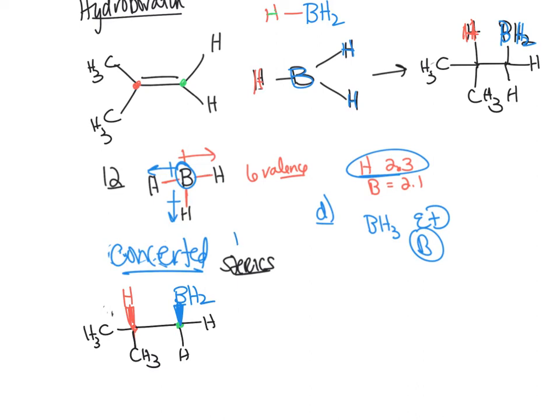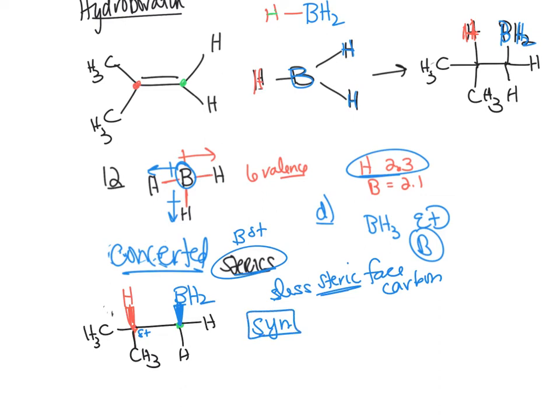And if the boron is more delta positive, it can go to this less substituted carbon. I always think of boron as going to the less sterically hindered carbon. This is syn because it's adding to the same side, so that's why I showed both wedges. So hydroboration is stereospecific, so you'll want to write that in your reaction sheet.